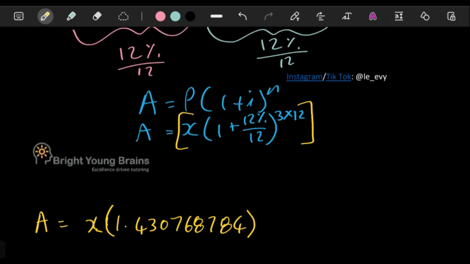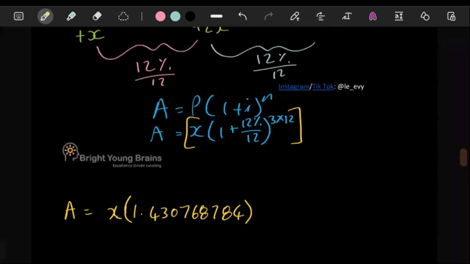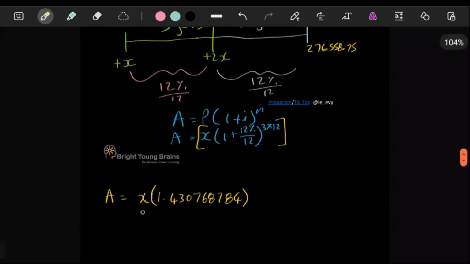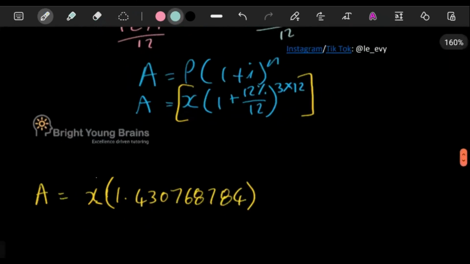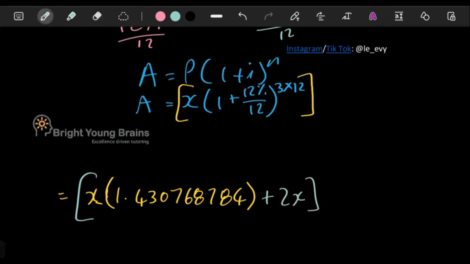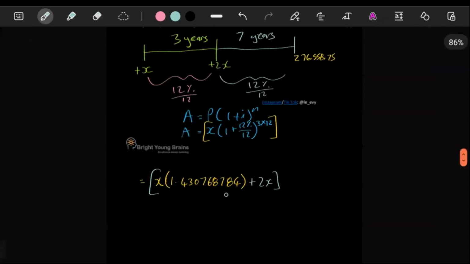1.43076874, like that. So that's how much is in the account after 3 years. So to this money, they added 2x to it, and then after adding 2x to it, they left it for 7 years at this interest rate.